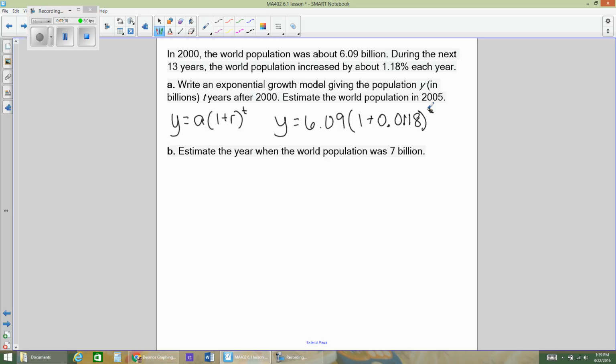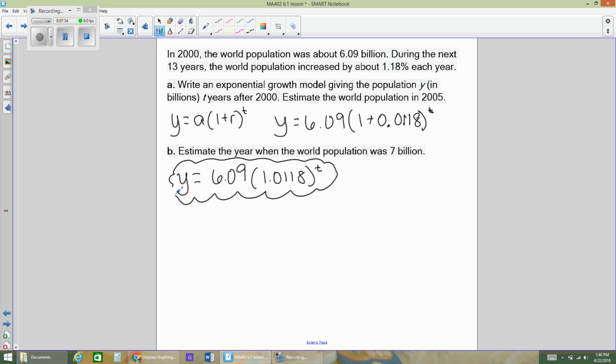Okay, so I ran out of space here, so I'm just going to bring it down here under B. That means the population of the world equals 6.09 times 1.0118 to the t. Now what I have to do is plug something in for the t. So this is one answer. And in for the t, I'm going to put not 2005, but the number of years since 2005. So go ahead and put me on pause and plug that in your calculator.